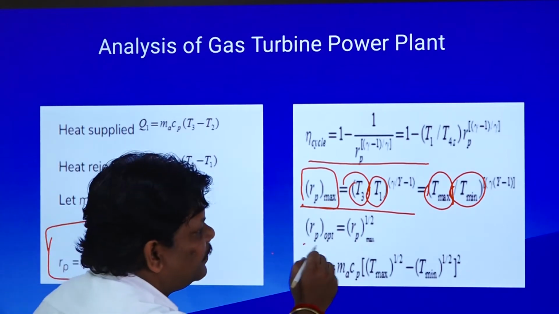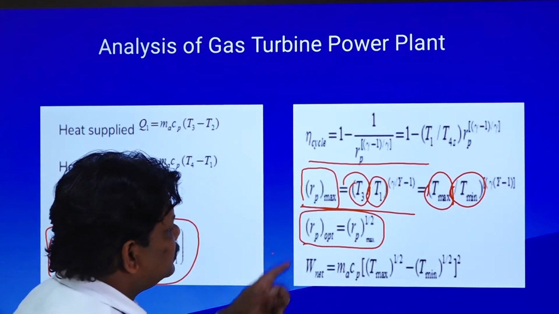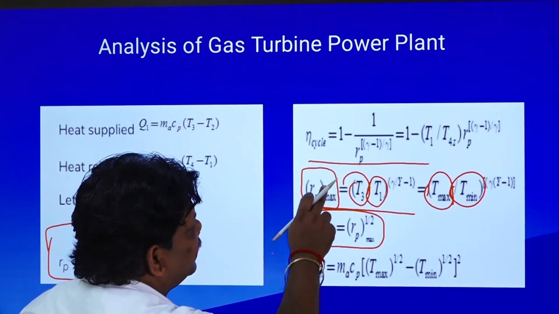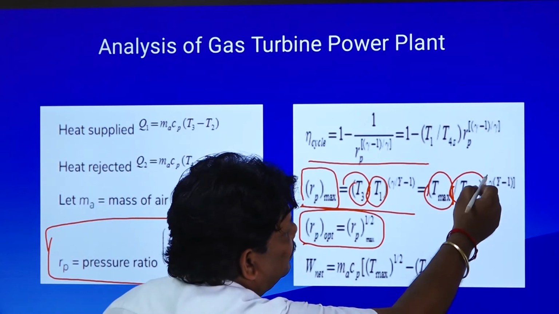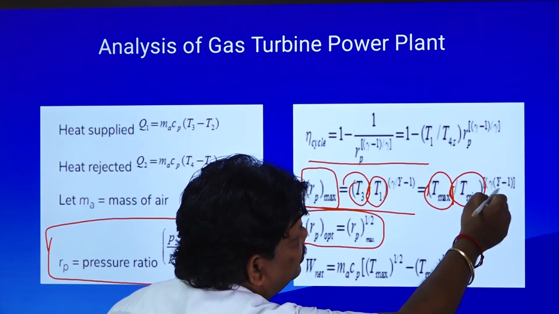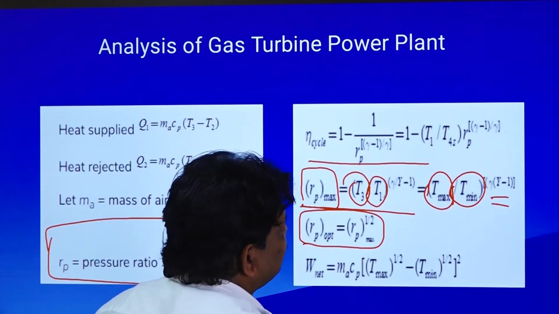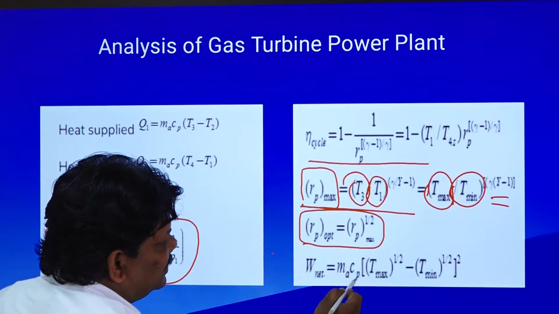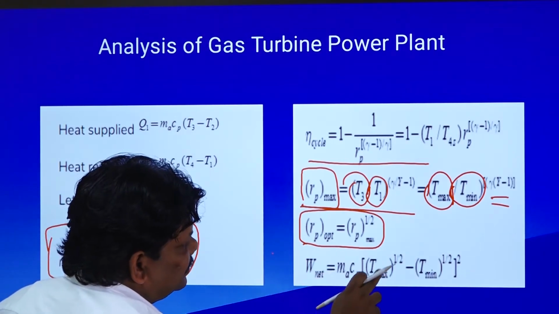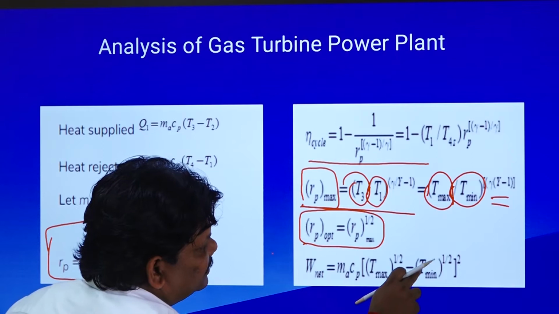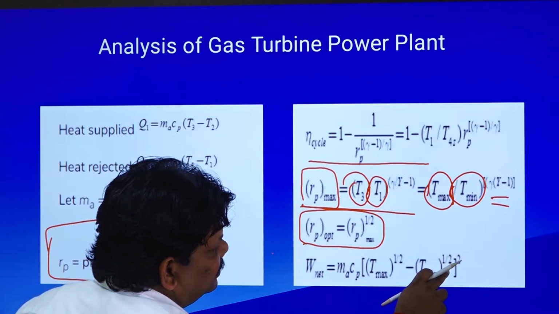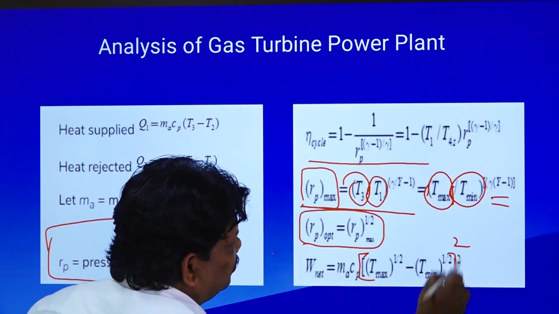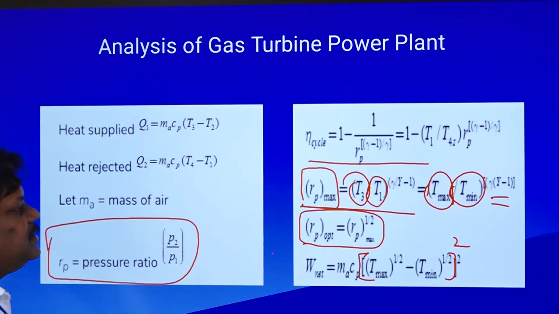Suppose you want to find the optimum pressure ratio. This R_P optimum will be equal to R_P max power 1 by 2. This power 1 by 2 becomes gamma by 2 into gamma minus 1 in this formula. Then the net work is equal to m_a into C_p into (T max power 1 by 2 minus T minimum power 1 by 2) inside the bracket, so it is the square. These are the formulas which we have.